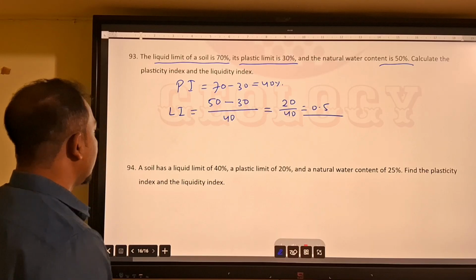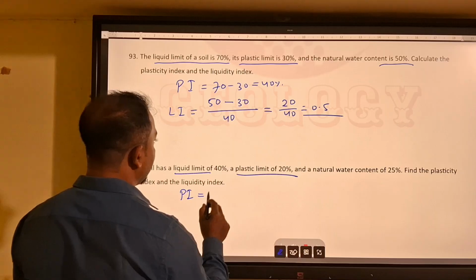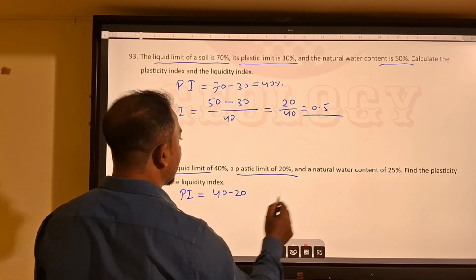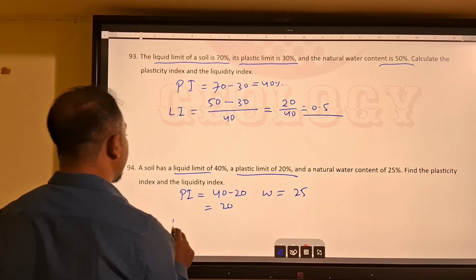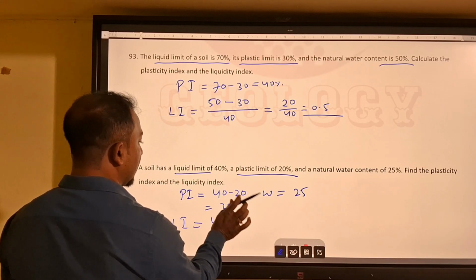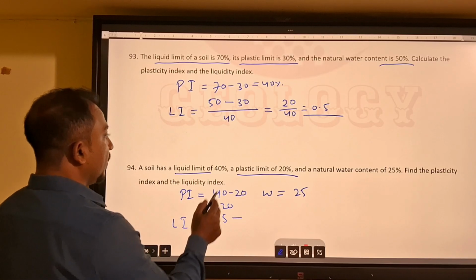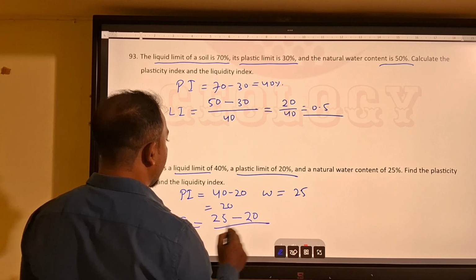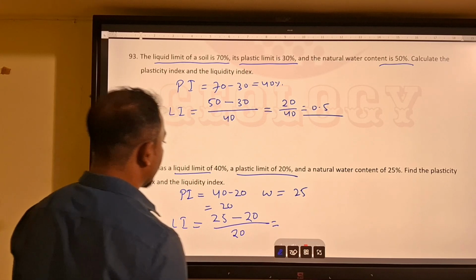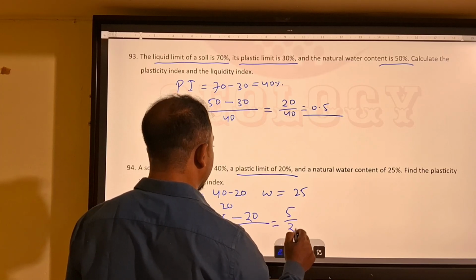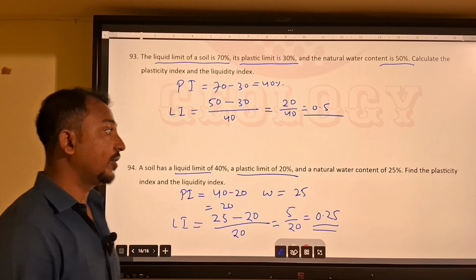Next question is also like this. Plasticity index will be liquid limit minus plastic limit, 40 minus 20, so it will be 20. Natural water content W is given 25. So liquidity index will be W, that is 25, minus plastic limit 20, divided by 20. It will be 5 by 20, it will be 0.25.